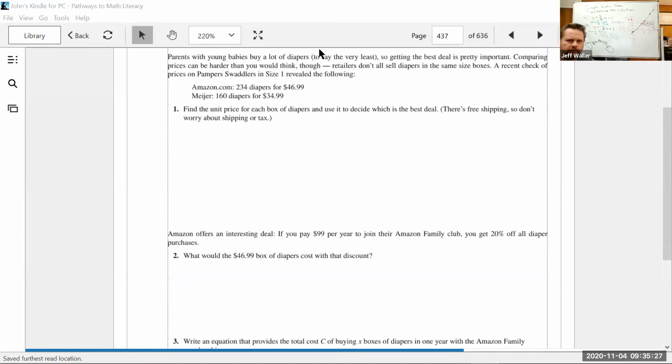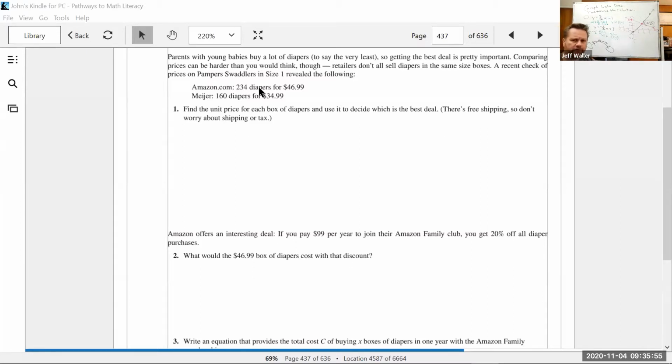So I have no idea if anybody can relate to this about diapers. Some of this is going to be dealing with putting together equations from information. So that's something we've done already. This first one actually talks about unit price. Does anyone know what unit price is? How much each diaper costs?